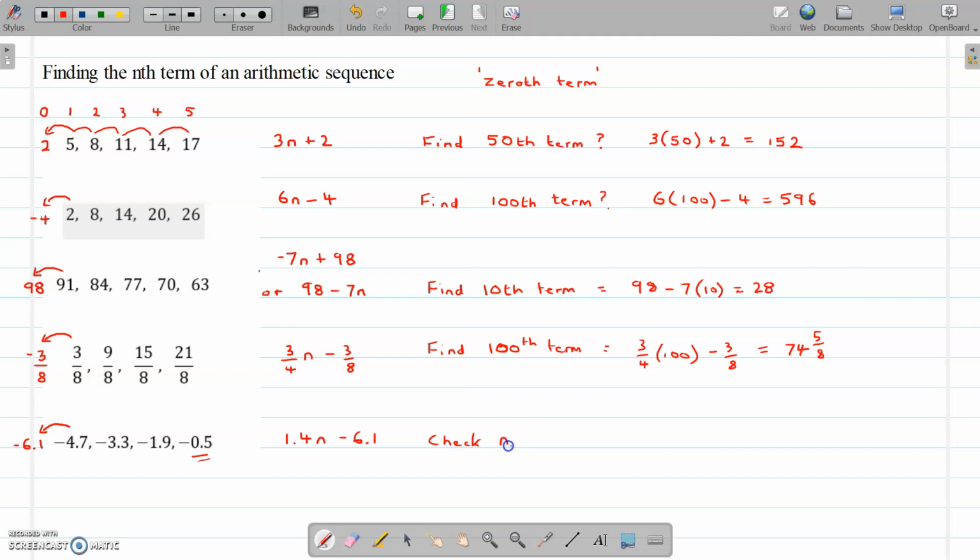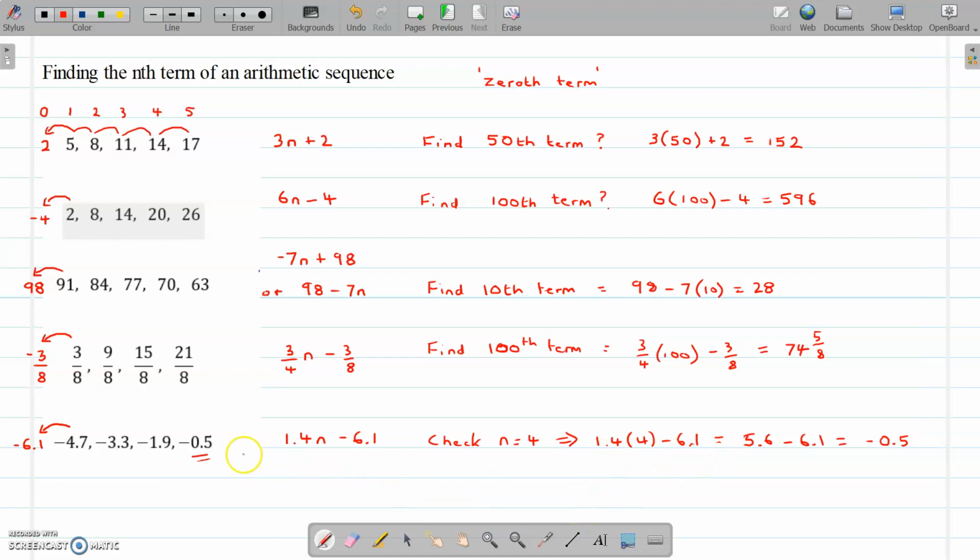Check, just to see that it works. n equals 4 gives us 1.4 times 4 minus 6.1. Now what does that give us? It should give us minus 0.5. Well, 1.4 times 4 is 5.6. Take away 6.1, which is indeed the same as negative 0.5. And it would work for any number in that sequence.